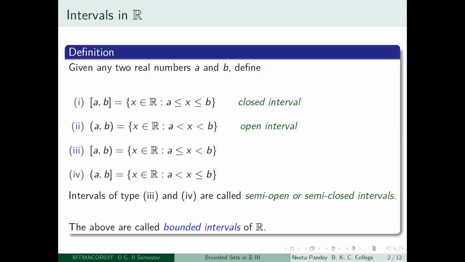The first interval is called a closed interval, the second one is called an open interval, and the third and fourth are called either semi-open or semi-closed intervals. It depends on you actually as to which one you want to call semi-open and which one you want to call semi-closed. It doesn't really matter.